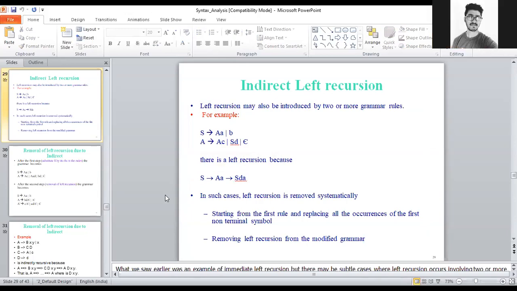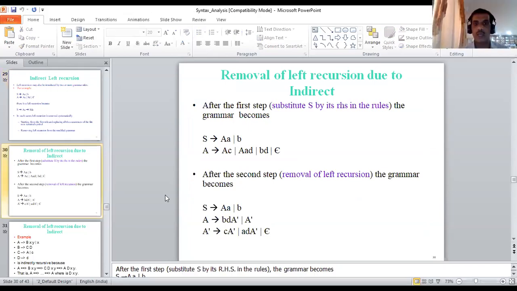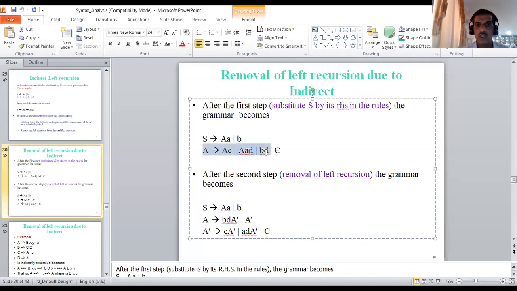Now one more example. This is one more example for having more indirect left recursion. So here, after the first step, what we get: S tends to A, S tends to A. After applying this first step, what do we get? In place of this, we also get A, D, because S has been replaced by A. So you get left recursion here. Am I clear?